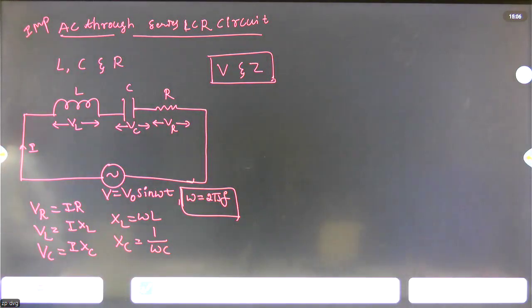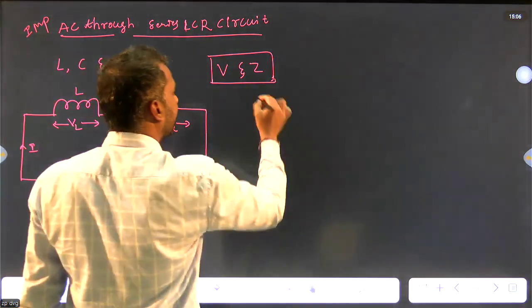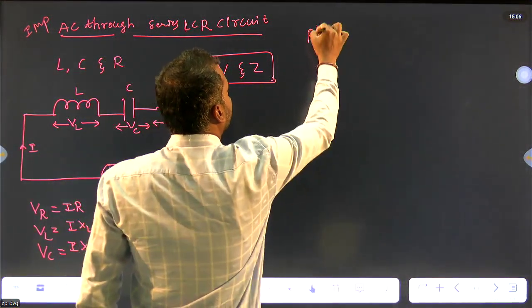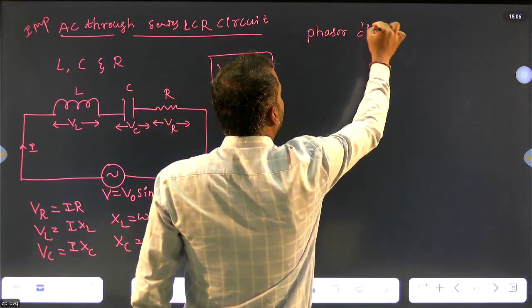To find out impedance and resultant voltage, we need to draw the phasor diagram. Phasor diagram.